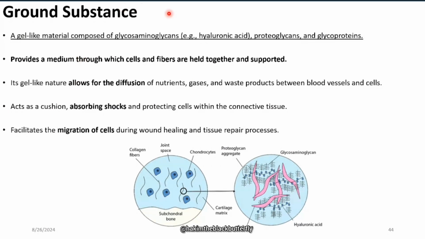Within the connective tissues, we not only have cells, but we've said we have the extracellular matrix. That extracellular matrix is going to be made up of a gel-like fluid that we call the ground substance. This material is going to be made up of these complex sugar molecules that we call glycosaminoglycans. It's a complicated name, but just understand these are just complex sugar molecules that include hyaluronic acid, chondroitin sulfate, and many others. We have the proteoglycans, the glycoproteins.